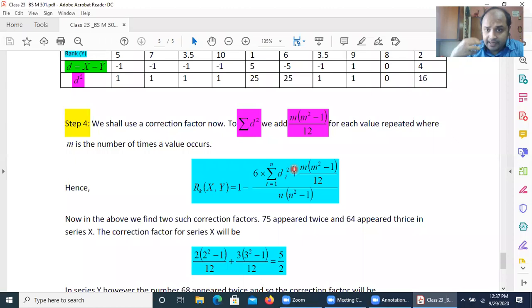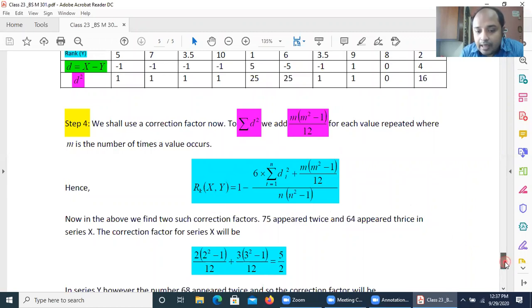I have to add a correction factor to the summation d square. And that correction factor is m into m square minus 1 by 12. If a particular item repeated itself m times, the correction factor will be m into m square minus 1 by 12, and that will be included in the formula. That will be the change in the Spearman rank correlation coefficient formula.